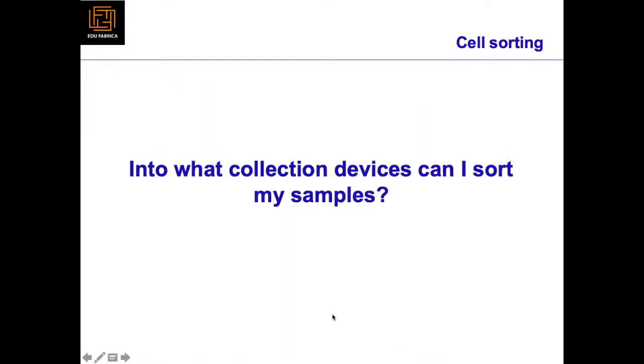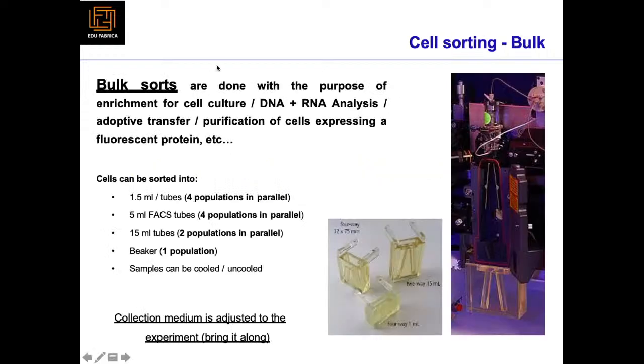So what collection devices can we sort my samples into? You can do it for the purpose of enrichment of cell culture, DNA, RNA analysis, and sorting of fluorescent proteins. So the tubes that can be sorted into are 1.5 ml tubes and 5 ml FACS tubes. So various things are possible. And this is how the FACS looks from inside, the X-ray, we can say.